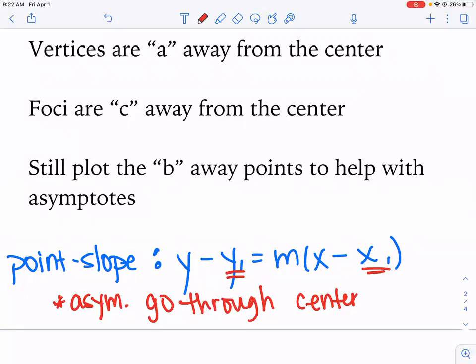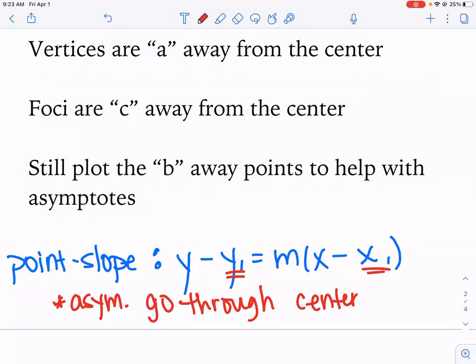All right, then our slope, we're going to look at our rectangle and we're just going to count rise over run. Sometimes it's going to be B over A, sometimes it's going to be A over B, just depending on if it's vertical or horizontal. I don't want you to have to worry about remembering which one is which. I want you to just look at the picture.